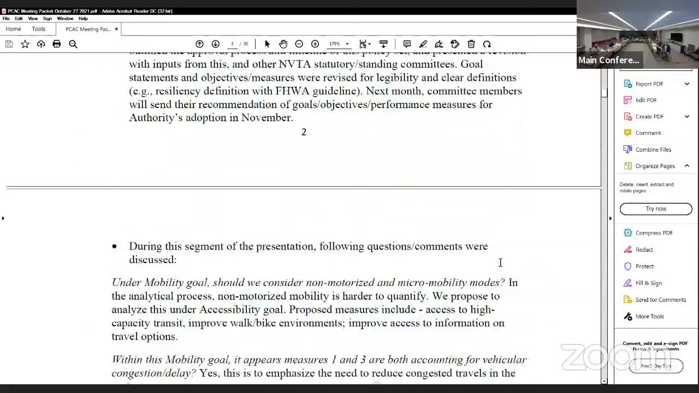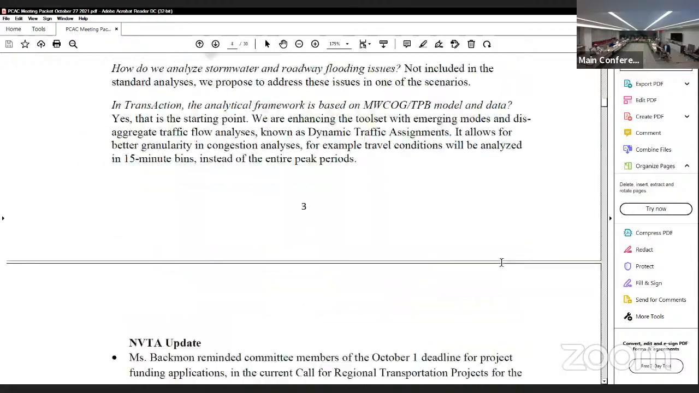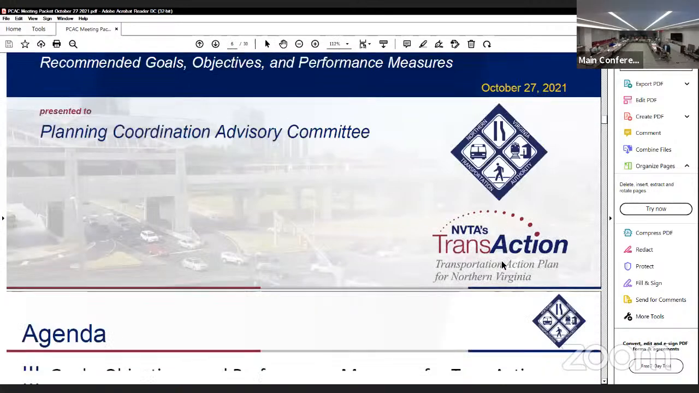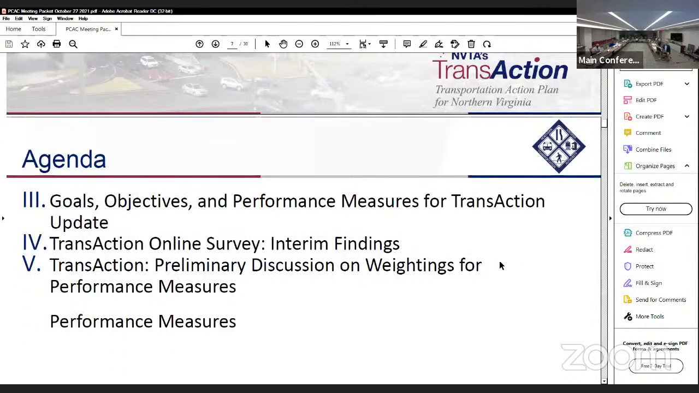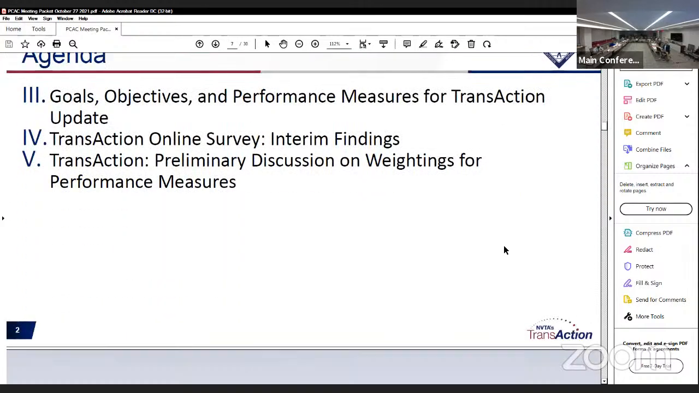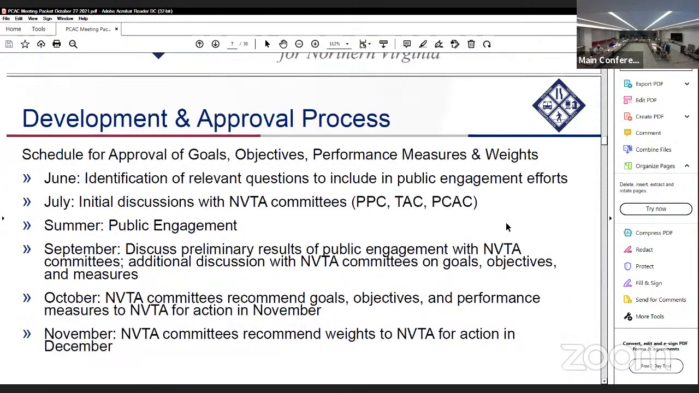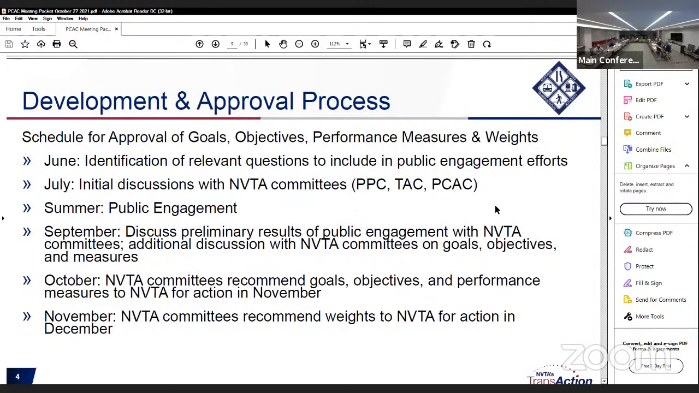We'll start with going over the process we've been going through, starting back in the early part of the summer. In June and July, we had some initial discussions with committees, including this group, about what we were doing with goals and objectives, and then building to performance metrics. We also conducted public engagement, which we're going to talk about some more tonight. In September, we were back with some of the results we heard from public engagement, as well as feedback from the committees, and refined the goals, objectives, and measures.